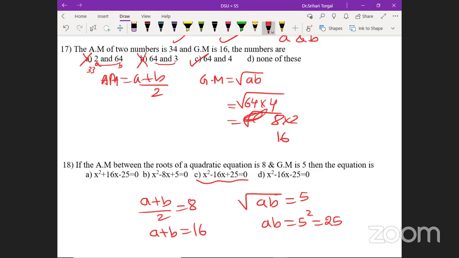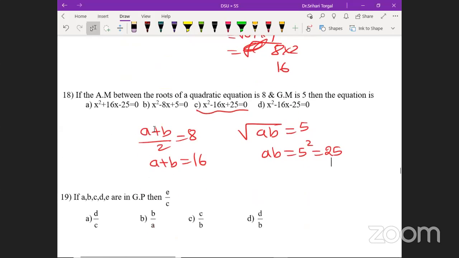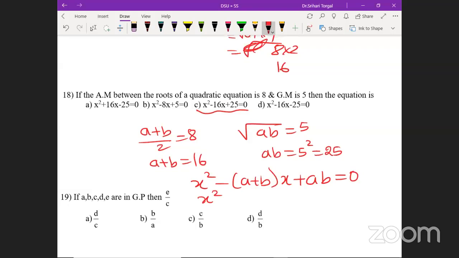And we all know that the quadratic equation is x square minus (a plus b) x plus ab equal to 0, right? This is how we have to form the quadratic equation. So now it is x square minus, what is a plus b? It is 16x, plus 25 equal to 0. That is in option C. Got it?